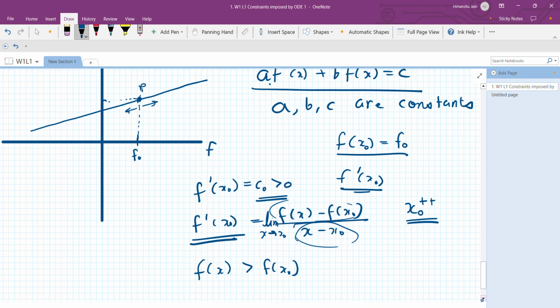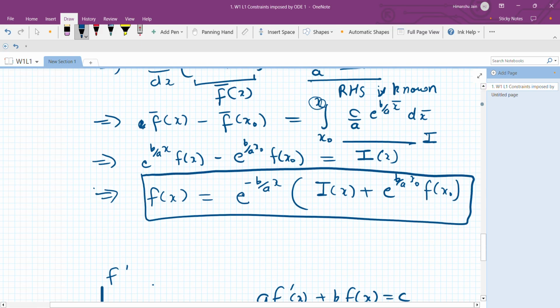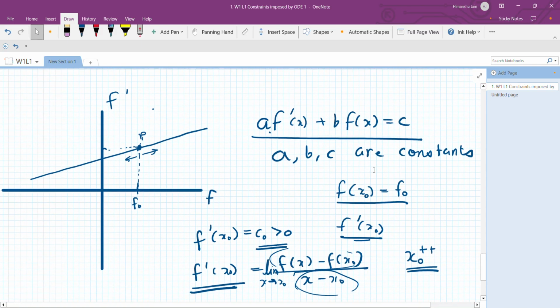in the vicinity of x naught, when x is very close to x naught. So if I am here, the derivative of the function is positive, so we can't move in this direction, because if we move in this direction, then the function value will decrease, but the derivative is still positive. So the only choice for us is to move in the positive direction. As x increases, the only way we can move is to the right hand side, because the derivative is positive.